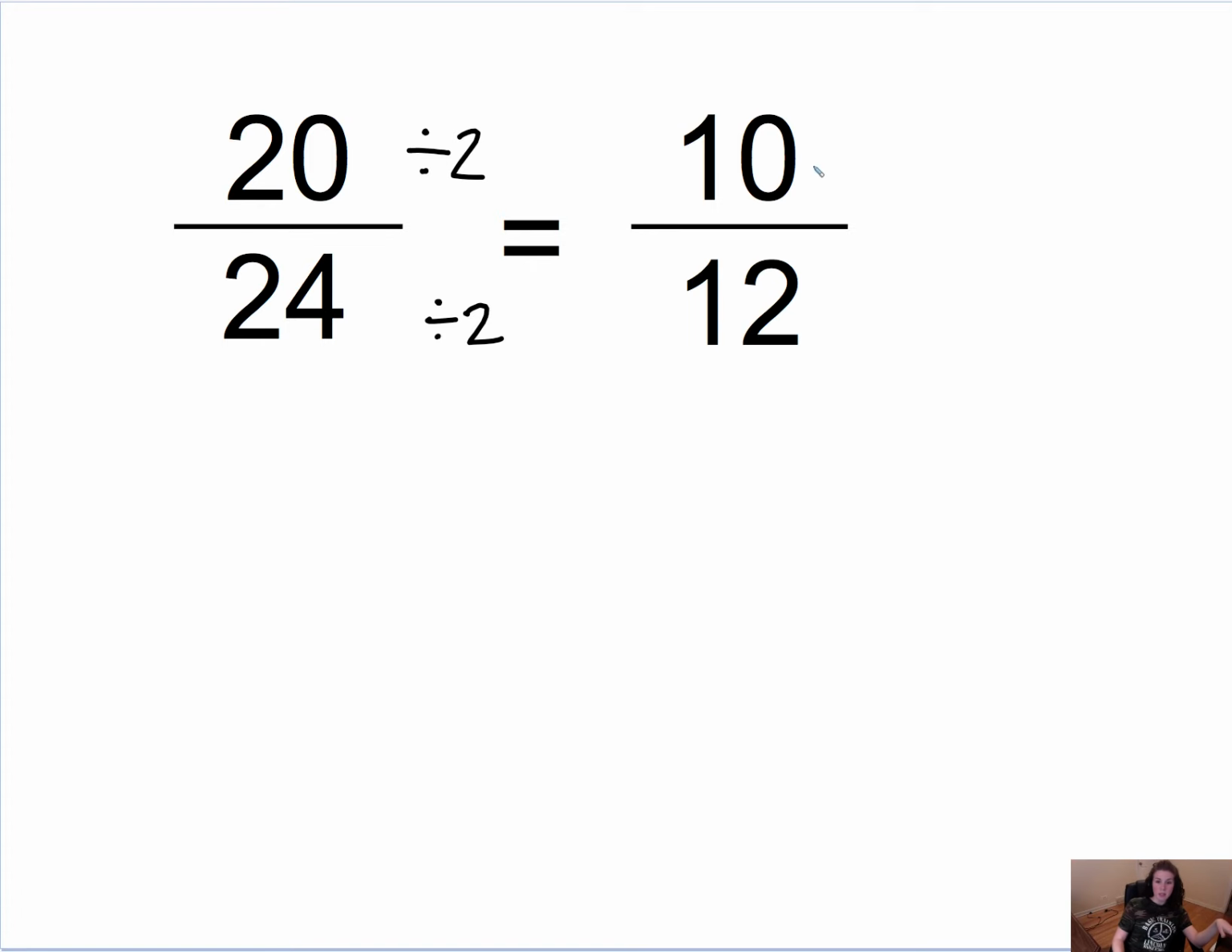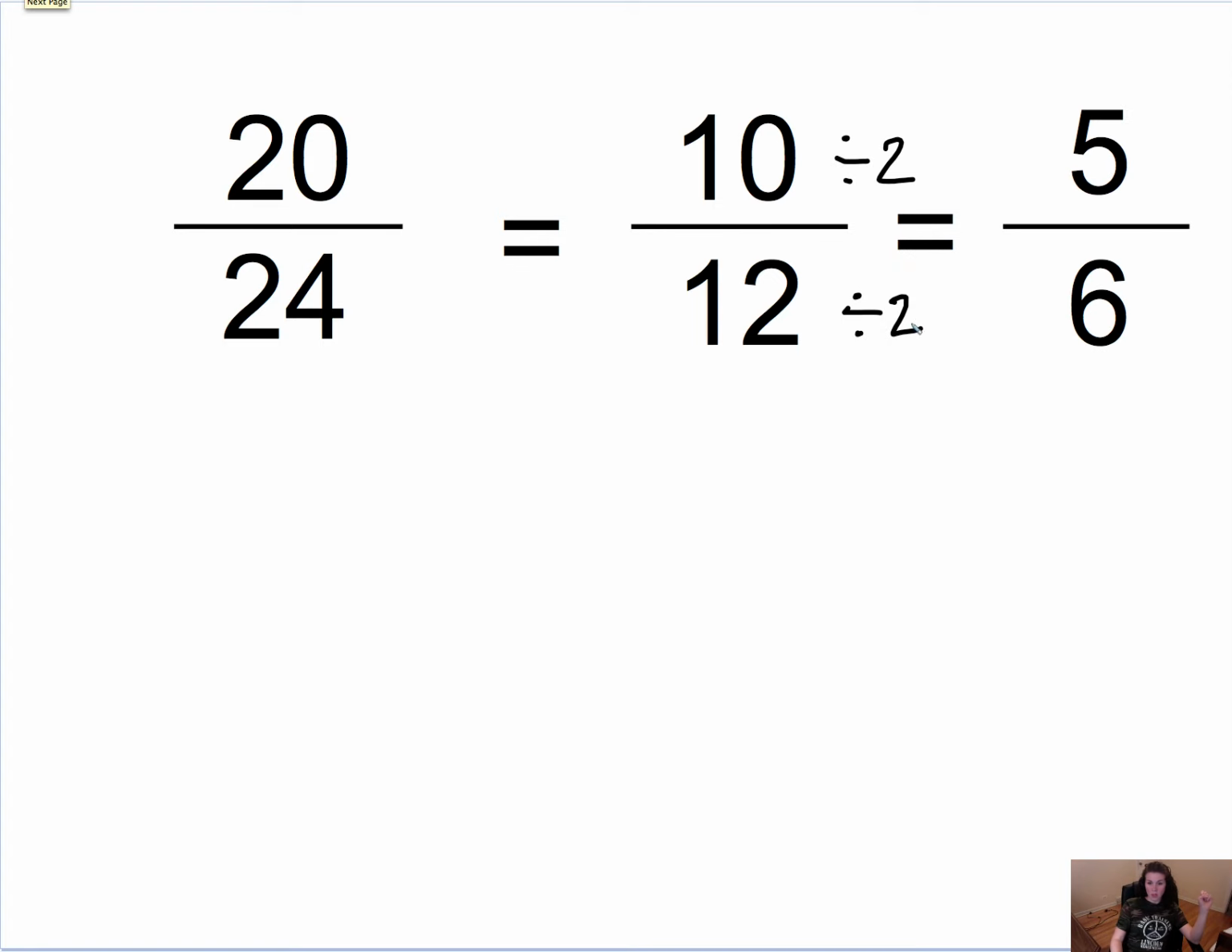Now I can see that I'm not done yet because 10 over 12 is not simplest form. They both have at least one common factor. So I need to figure out what that common factor is. Well, again, they're both even, so I can divide by 2 again. I can continue to do this until I'm done as long as they're both even. So therefore 10 divided by 2 would be 5, and 12 divided by 2 would be 6. That's the same answer we got for this fraction. It's just that we did it in more steps to get to the final answer. So whichever way you prefer is fine.